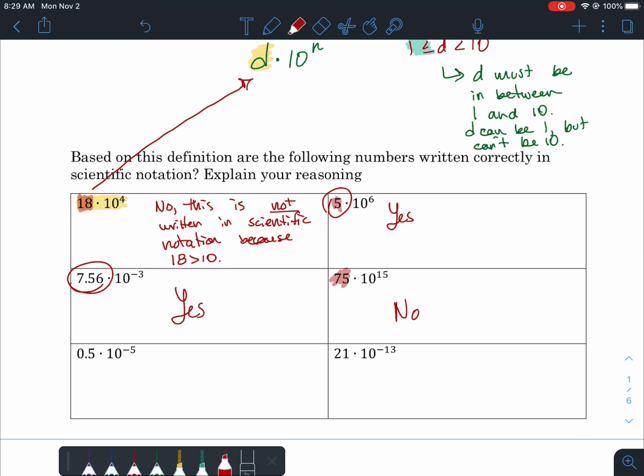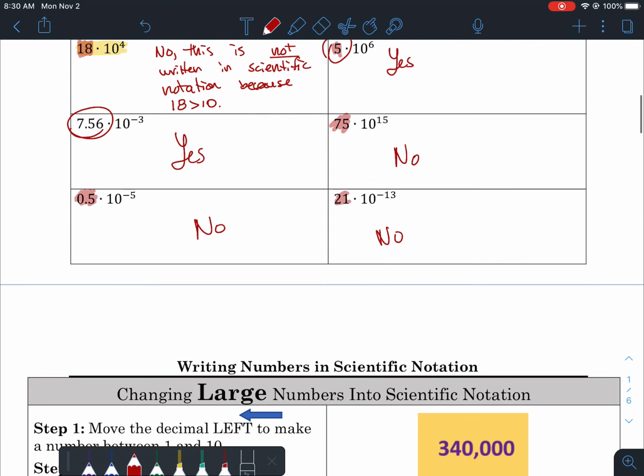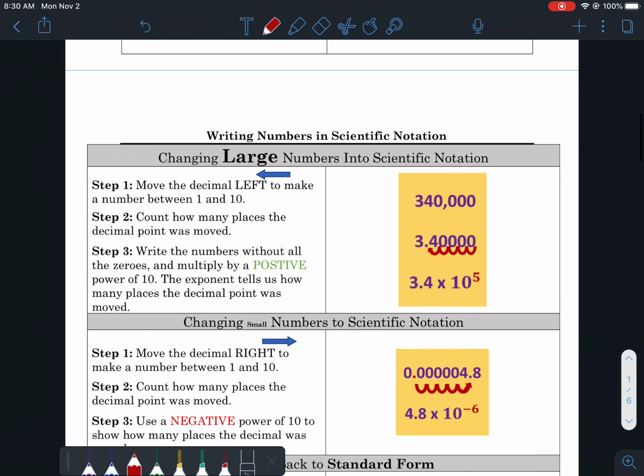Next one, look at that 0.5. No, it is less than 1, right? A half is less than 1. It's kind of like 50 cents. It's less than $1. So, no, it is not written in proper scientific notation because 0.5 is not in between 1 and 10. Remember, that first number is what we're really looking at. Next one, 21. No, it's not, because 21 is greater than 10. Excellent. Now let's do some examples of writing in scientific notation.